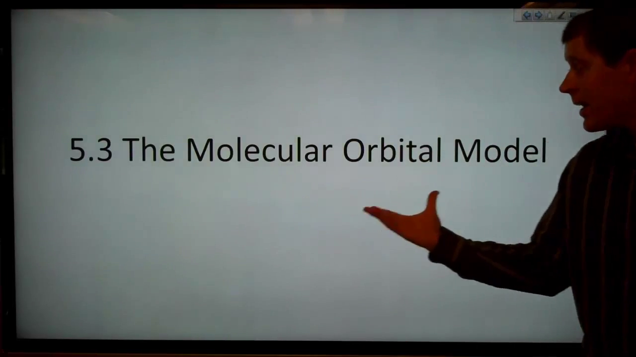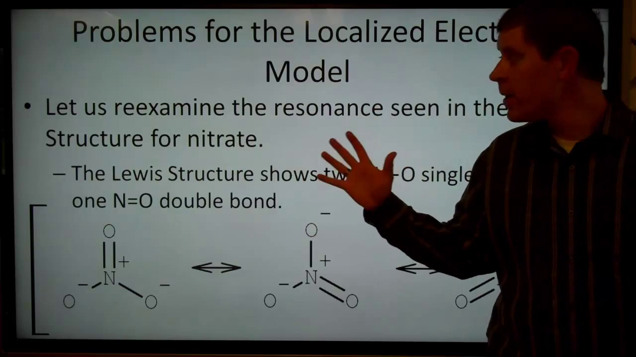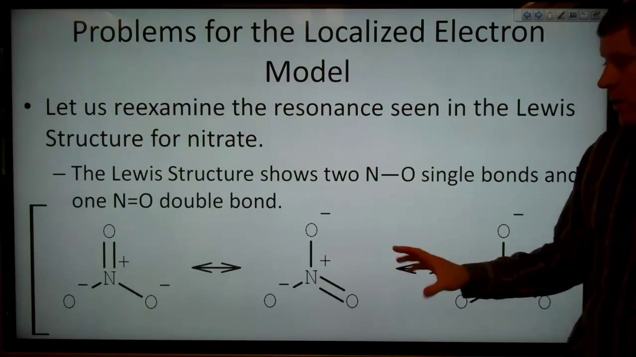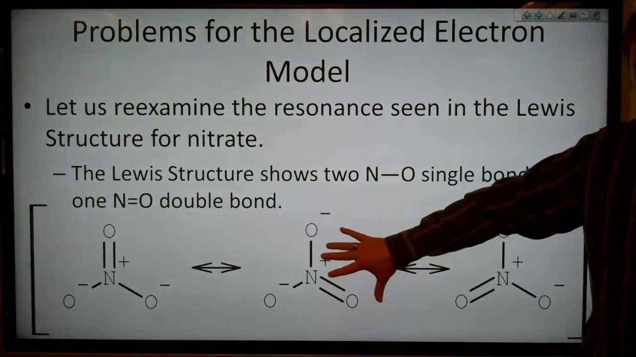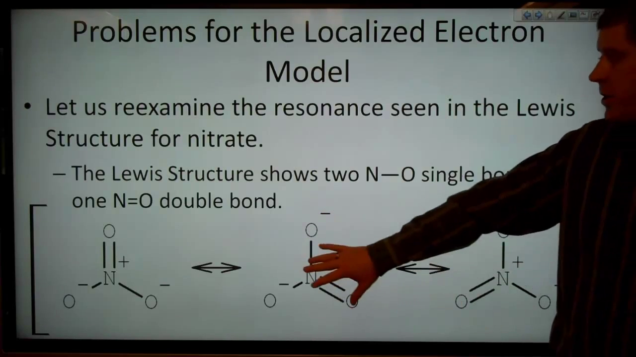Welcome to the molecular orbital model. So let's re-examine the resonance that we saw in the Lewis structure for nitrate. Right? So here we see the Lewis structure for nitrate. I've left out here the lone pairs on the oxygens. I'm assuming at this point that you can draw them in yourself.